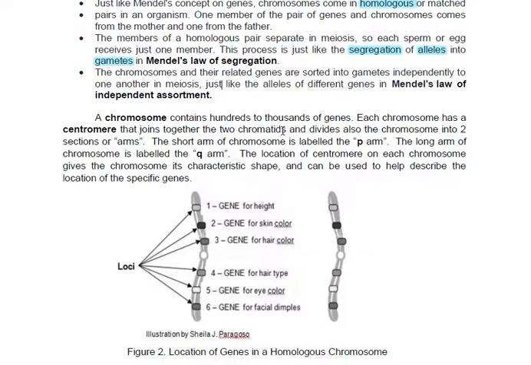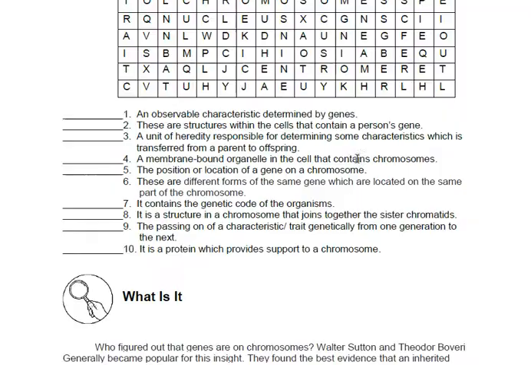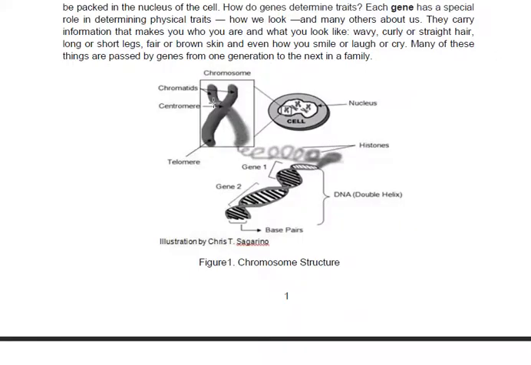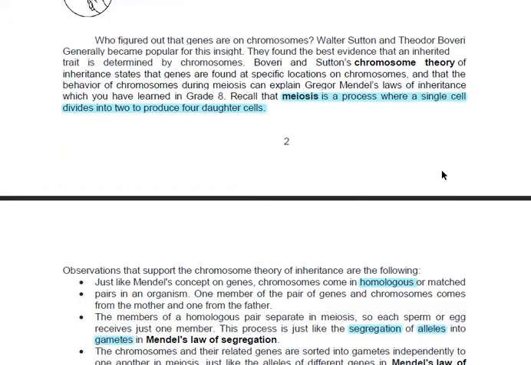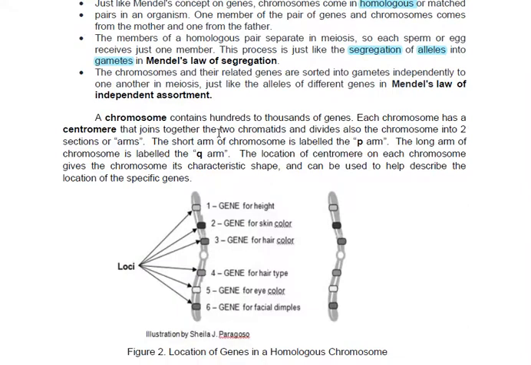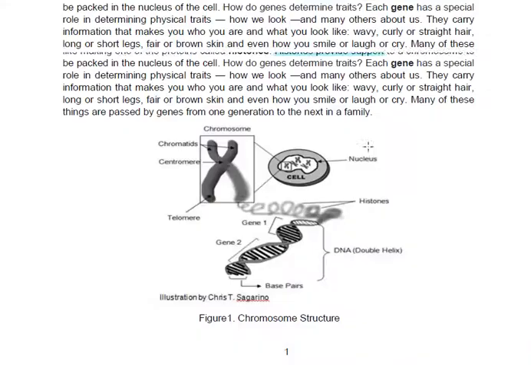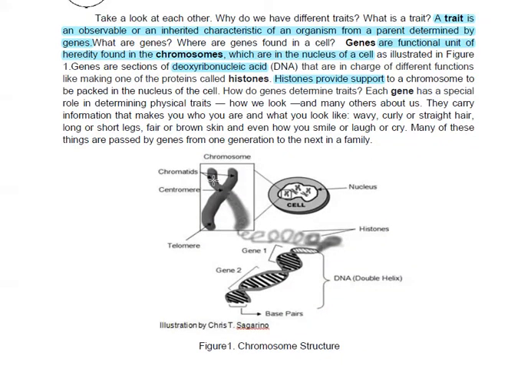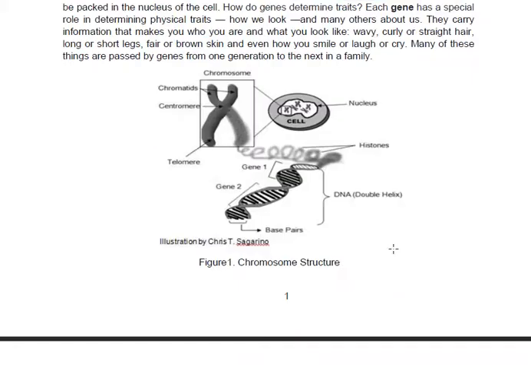Okay, a chromosome contains hundreds and thousands of genes. Each chromosome has a centromere. So, this is the centromere, right? This is the centromere. Okay. Alright. And that joins together the two chromatids and divides the chromosome into two sections or arms. The short arm of the chromosome is labeled the P arm. The long arm is labeled the Q arm. Okay. So, this small one is the P arm, this is the Q arm. Okay?